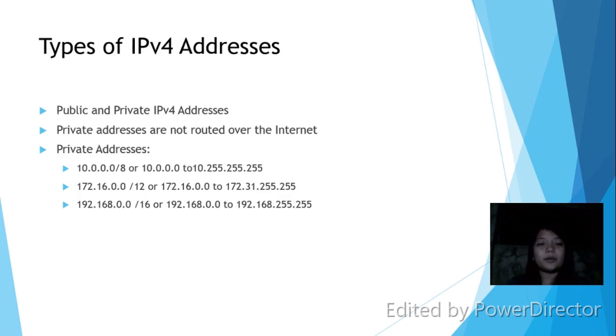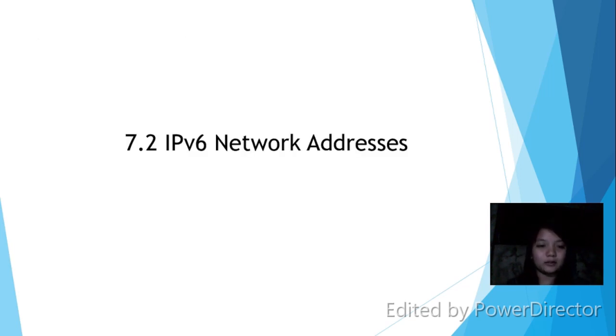Then types of IPv4 addresses. Public and private IPv4 addresses. There are two types of IPv4 address. The first one is public and the second one is private. Private addresses are not routed over the internet. These are examples of the private addresses: 10.0.0.0/8, or 10.0.0.0 to 10.255.255.255. So just like that one.